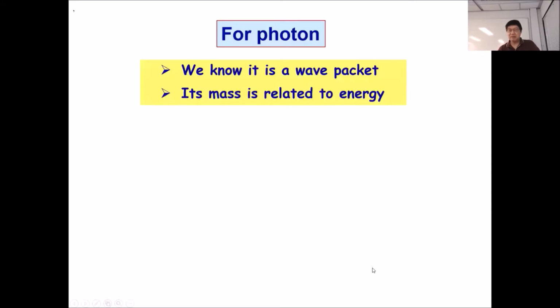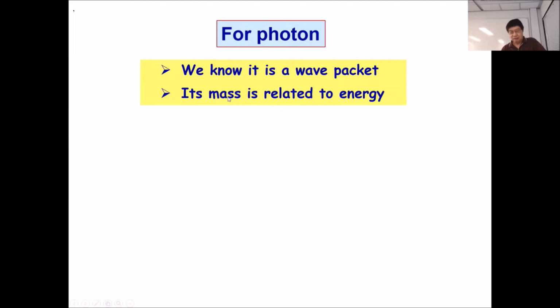Now let's look at some examples. Let's look at the particle of light, called the photon. We know the photon is a wave packet. In fact, we know it's an electromagnetic wave, and it can be demonstrated very easily that this wave obeys the relationship of mass-energy equivalence.